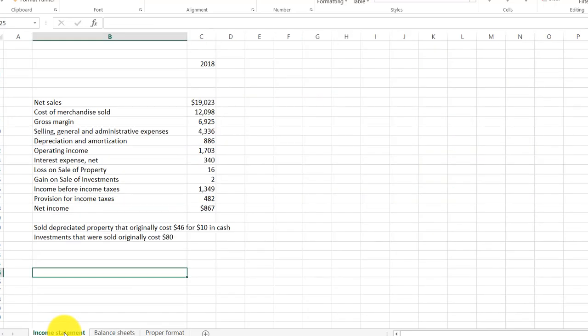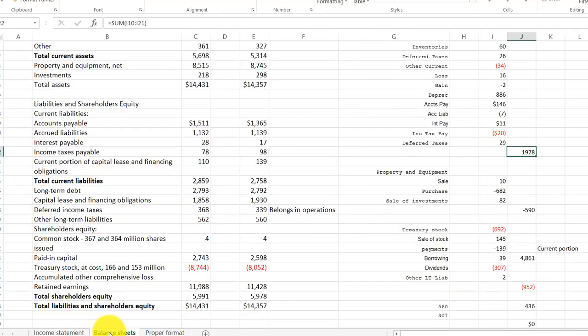So looking at the example, sold depreciated property that originally cost 46. On our T account, we're going to credit property, plant, and equipment by 46 because of the sale. We're going to debit, and that's the thing we need to calculate, how much we bought. We're also going to credit the property, plant, and equipment net for the amount of depreciation, which we already calculated, 86.